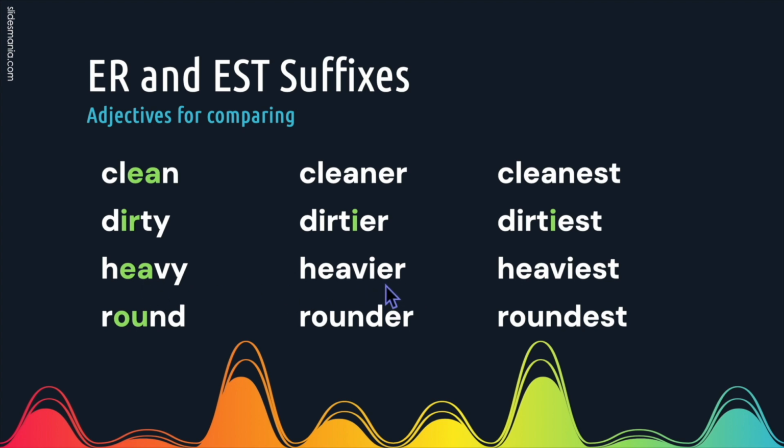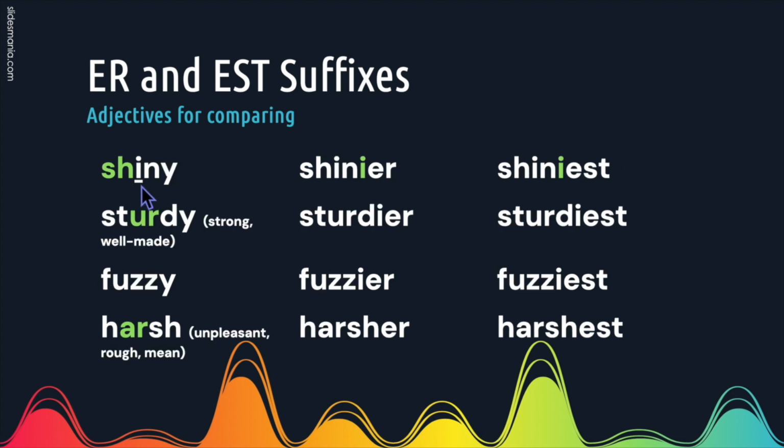Heavy, heavier, heaviest. OU says ow most of the time. Round, rounder, roundest. SH says sh, and this I will have a long I sound. Shiny, shinier, shiniest. Notice once again that the Y became an I before adding a suffix that began with a vowel. UR says er, sturdy. Sturdy means strong or well made.